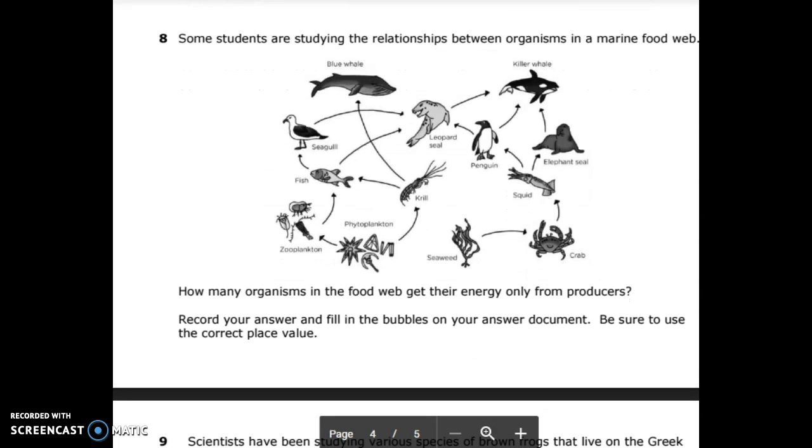Some students are studying the relationship between the organisms in a marine food web. So look at the food web. How many organisms in the food web get their energy from only producers? So the key word is only producers. Record your answer and fill in the bubbles on your answer document. Make sure you use the correct place value. So circle the different organisms that only get their energy from producers and write that number out to the side.